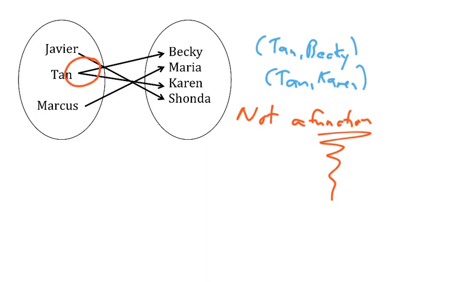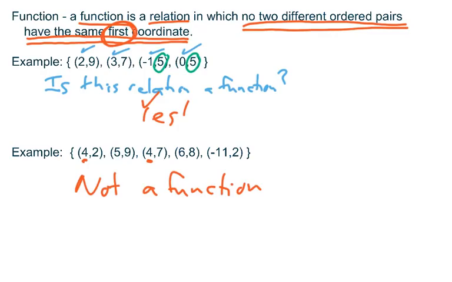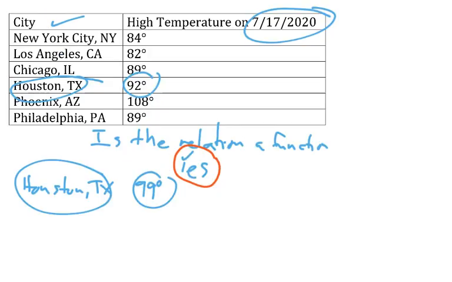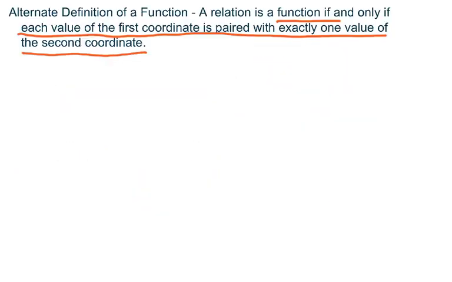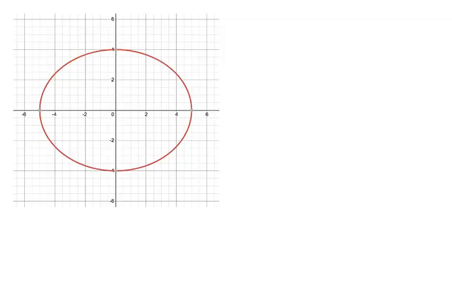It's a different way of saying the exact same thing. Here, the fact that you have Tan, one value of the first coordinate, paired with two values in the second coordinate, that's the thing that makes it not a function. And that's the same thing as way back when we were looking at these relations. Each value of the first coordinate is paired with just one value of the second coordinate when you have a function. So that might be useful.